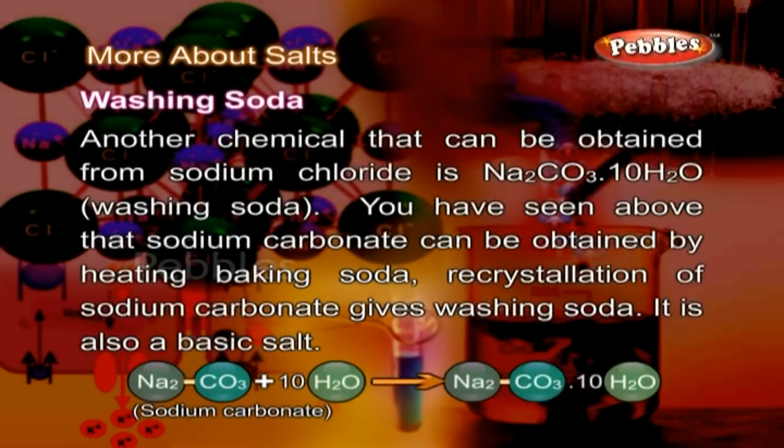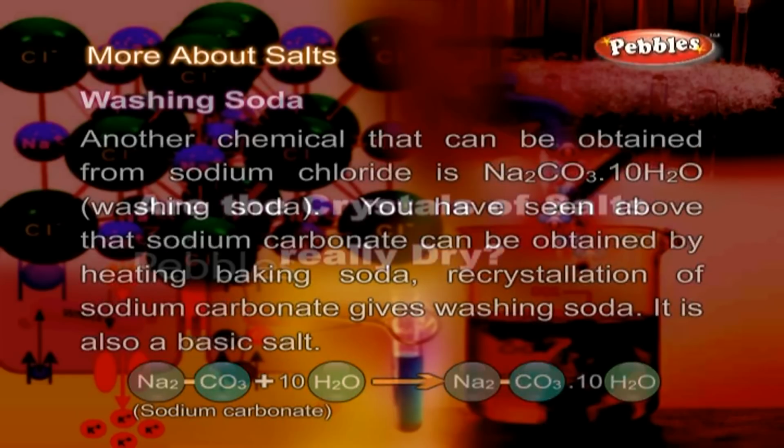Washing soda. Another chemical that can be obtained from sodium chloride is Na2CO3·10H2O or washing soda. You have seen above that sodium carbonate can be obtained by heating baking soda. Recrystallization of sodium carbonate gives washing soda. It is also a basic salt. Na2CO3, that is sodium carbonate, plus 10H2O gives Na2CO3·10H2O.